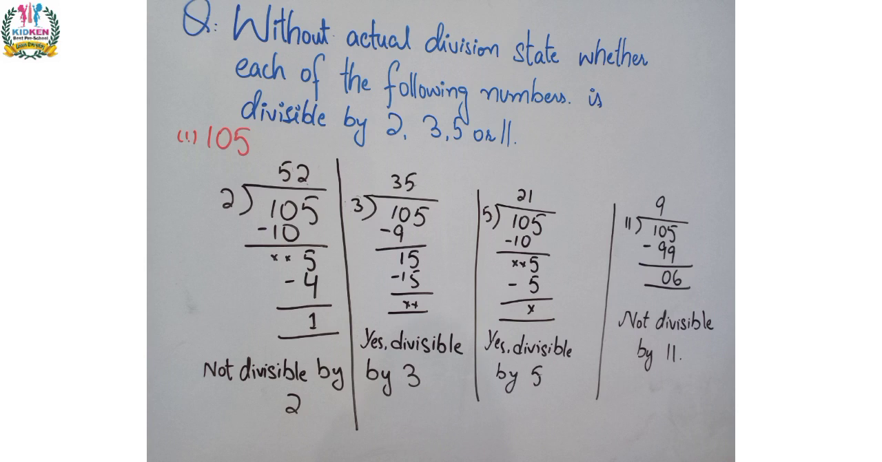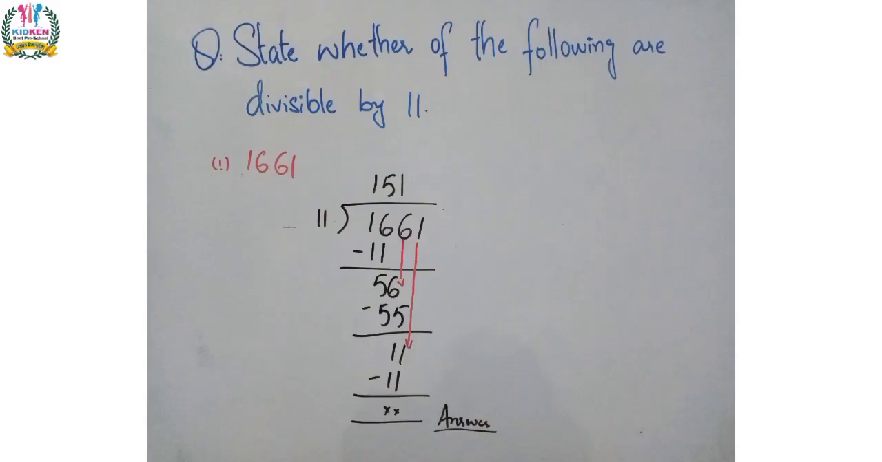Number three is 105 divided by 5. So simply we can start the division. So 5 2s are 10. So we can write the next digit 5, and then 5 1s are 5. So we have 21. So we can say that 105 is completely divisible by 5. Next is 105 divided by 11. So 105 is not completely divisible by 11. So this is the answer of this question.